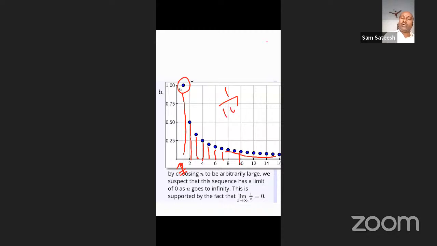X is equal to 1 by 100. How much will we get? 0.01. Suppose x is equal to 1 by 1000. How much do we get? 0.001. Okay. It is going in decreasing order. It is a decreasing range. It is not an increasing range.